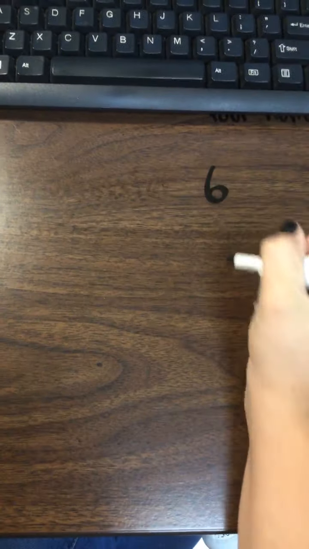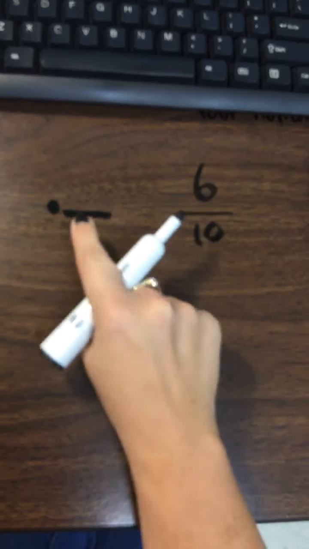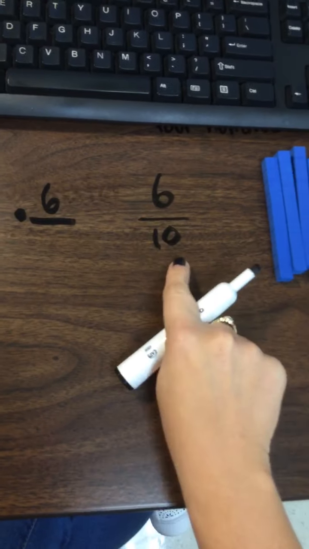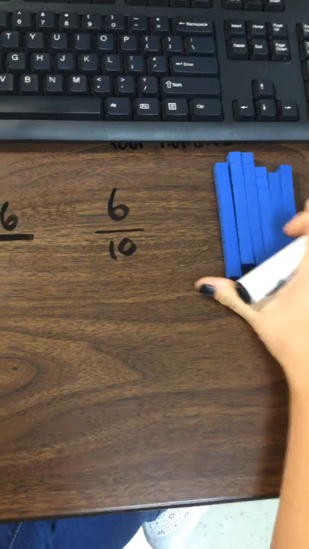So I'm going to take my marker and I'm going to write that as a fraction. So I have 6, and if we're dealing with tenths, what is our denominator for tenths? 10. 6/10. Now, if I were to put this in decimal form, you have your decimal. There's your tenth spot. How many do I have? I have 6. So we have 6/10. This one is a representation of 6/10, and this is also a representation of 6/10.